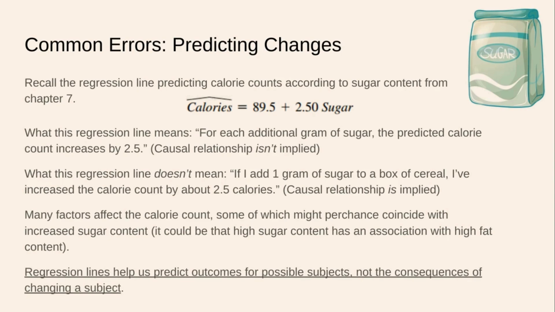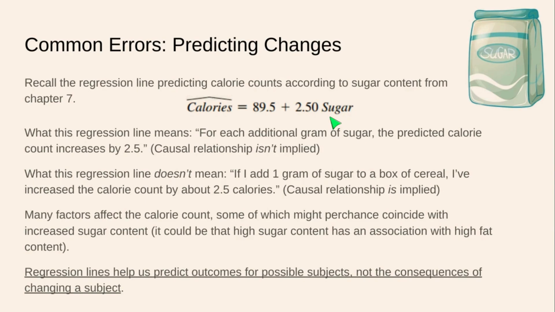So regression lines do help us predict outcomes for possible subjects, but not the consequences of changing a subject. You can input a sugar amount and you can get the predicted number of calories, but we can't say that the change in calories is solely due to increasing sugar. There could be other things that contribute to the calorie count that are also associated with an increase of sugar.